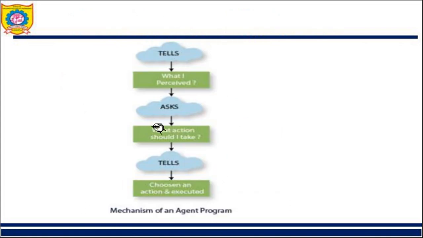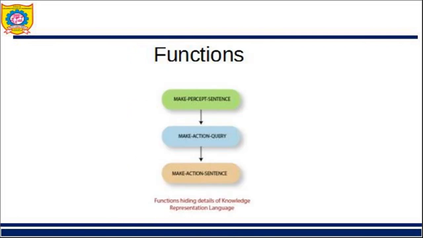Here you can see the mechanism of the agent program. It tells what I have perceived. It asks what action I should take, and it tells that it has chosen an action and executed it. As you can see in the diagram, the knowledge base agent tells the knowledge base what it perceived from the environment. It asks the knowledge base what action it should take. So the knowledge base is so important. Further, the agent tells the knowledge base that it has chosen an action and executed it. Everything depends upon the knowledge base and the knowledge agent.